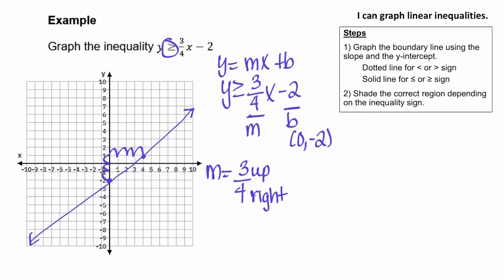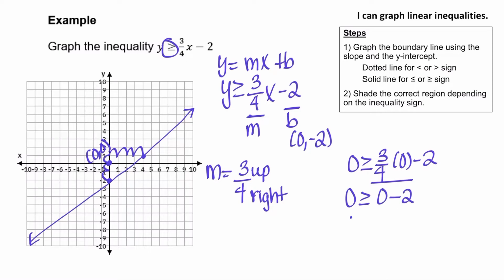Now I'm going to use a test point. I can once again use the test point (0, 0) because that is not on my line, and I can plug it into this inequality. So 0 is greater than or equal to 3 over 4 times 0 minus 2. 3 over 4 times 0 is 0, so 0 minus 2. I have 0 is greater than or equal to negative 2.